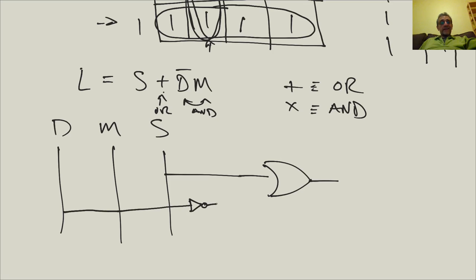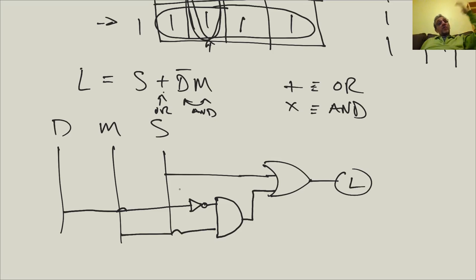Okay, so that's not D. And then we should have jumped over this guy because we're not touching that. And then we're going to take M, and we're going to put this through an AND gate, and we're going to OR these two guys. And so that is going to be our light switch. And so this should work at this point. So let's give it a shot. Let's test it out. Let's see if it works.